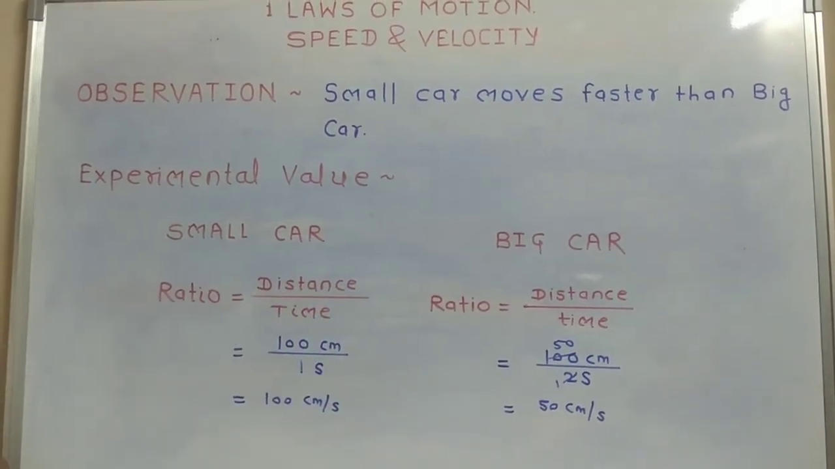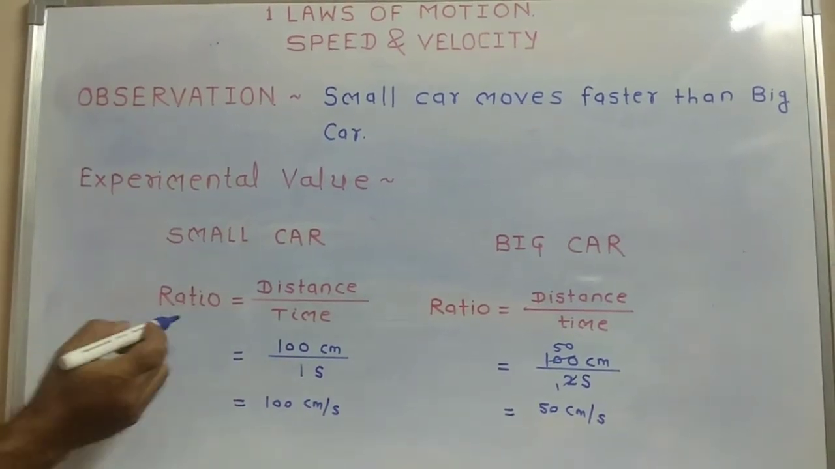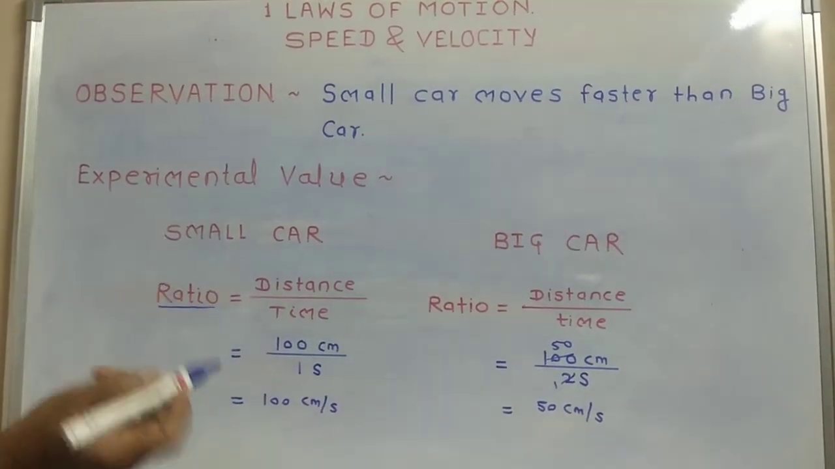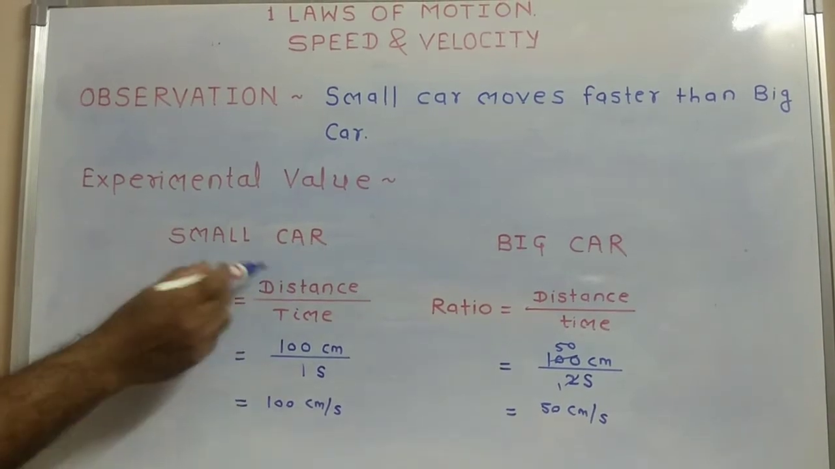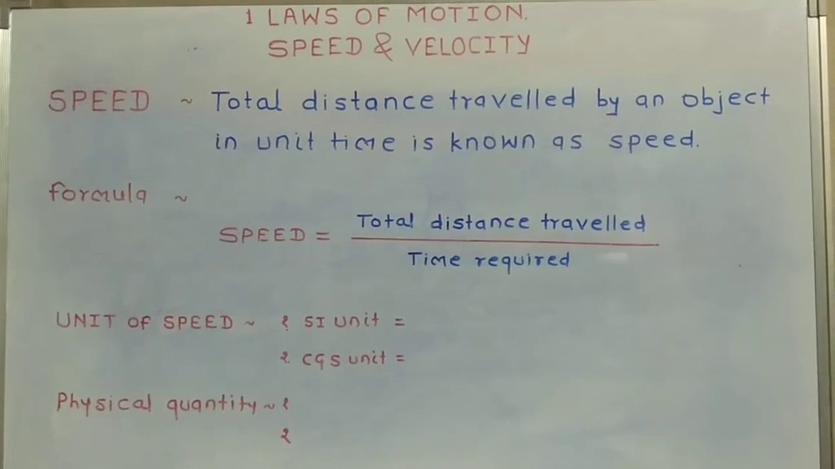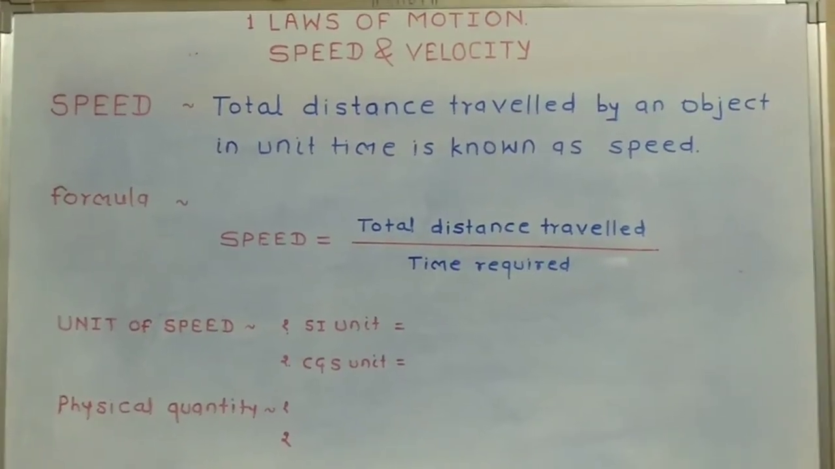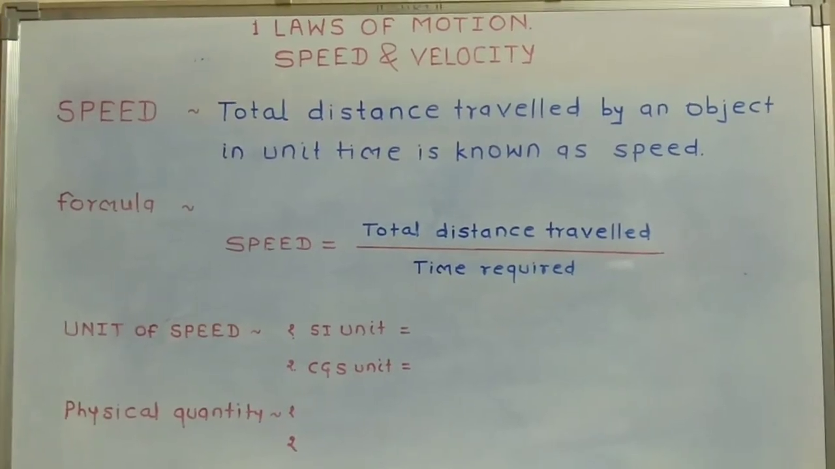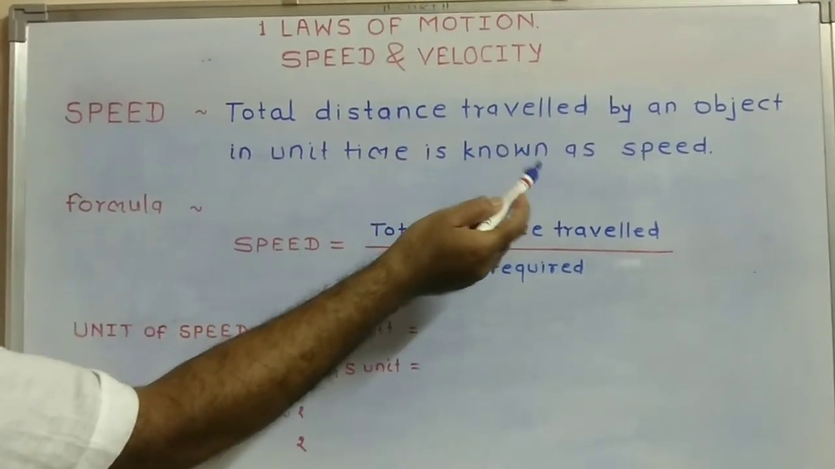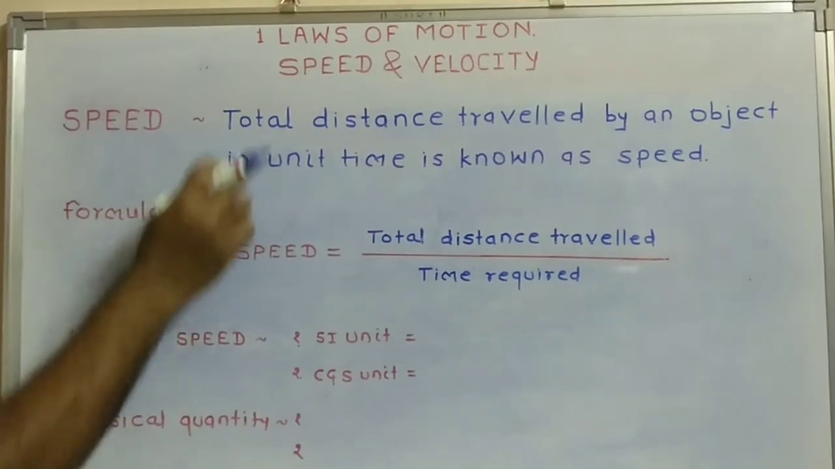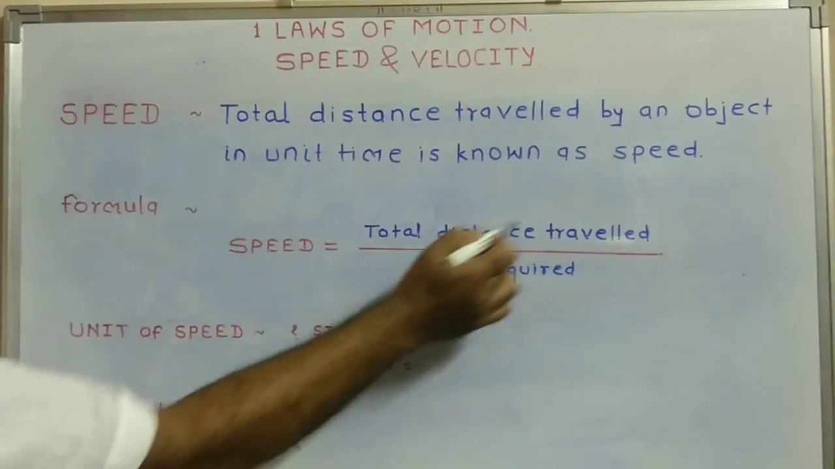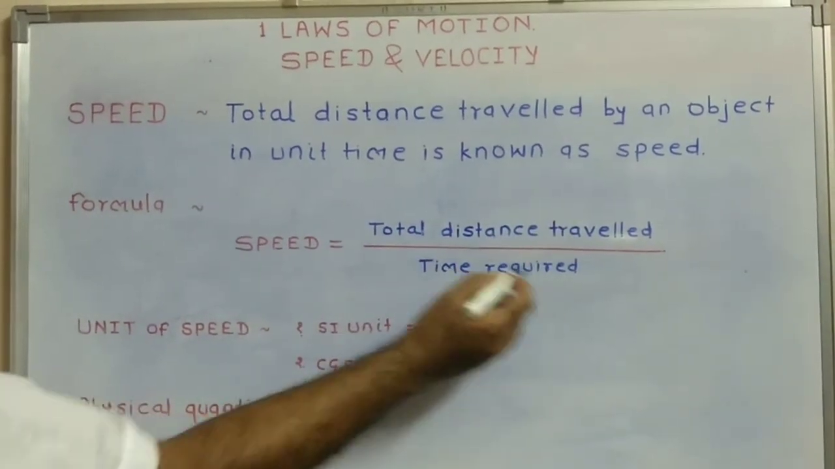This characteristic of fastness, in terms of physics, we are measuring with the help of a ratio. This ratio is termed as speed, that is equal to distance upon time. It means that from the experiment which we have performed earlier, now we can define the speed. What is speed? Total distance traveled by an object in unit time is known as speed. Therefore, we can formalize this statement in the form of a formula, that is a mathematical statement. Speed is equal to total distance traveled upon time required.